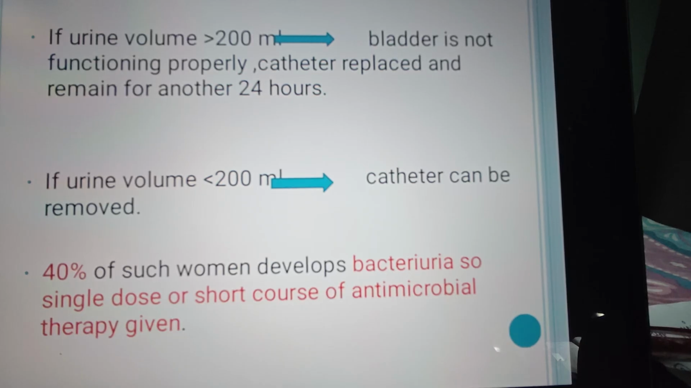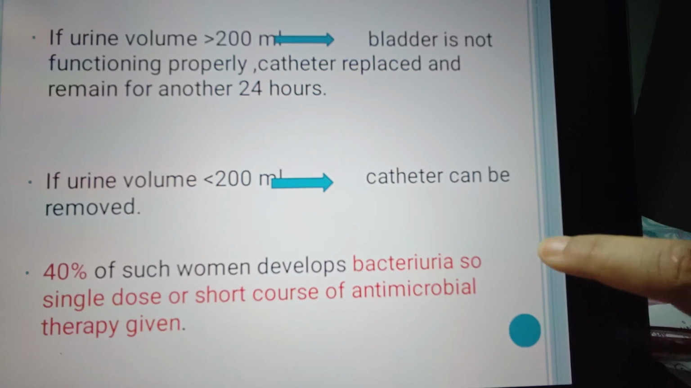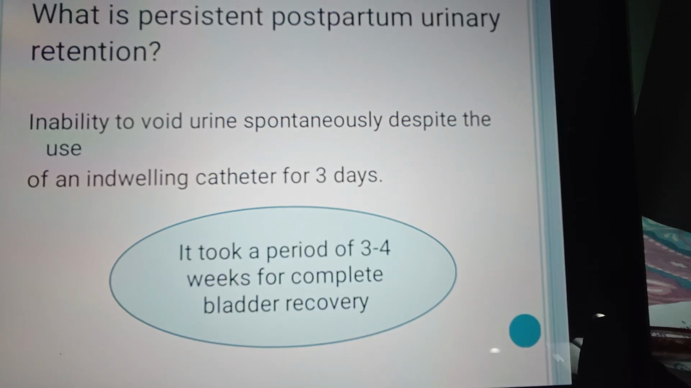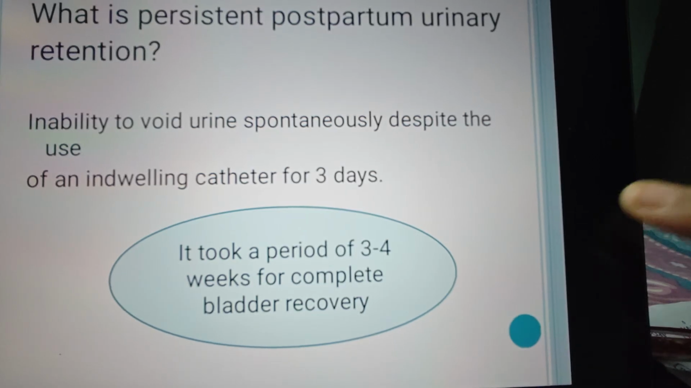In 40% of such women, bacteriuria develops. So in these women, we give either a single dose or a short course of antimicrobial therapy. Now, what is persistent postpartum urinary retention? If the patient is unable to void urine spontaneously despite the use of an indwelling catheter for 3 days, that is, for 72 hours we have placed a urinary catheter, but after removal the patient is still not able to pass urine, then this is known as persistent postpartum urinary retention. In these cases, we keep the catheter in situ for around 3 to 4 weeks or 1 month for complete bladder recovery.